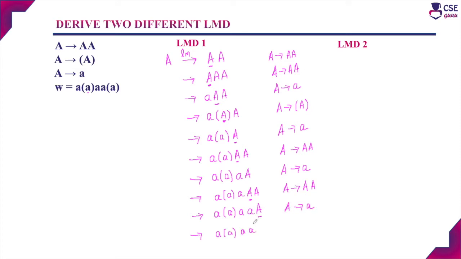Only one non-terminal is there. So we will apply the production rule A derives open bracket A closed bracket. So only one non-terminal is there and we need to get only one A here. So apply the production rule A derives A.